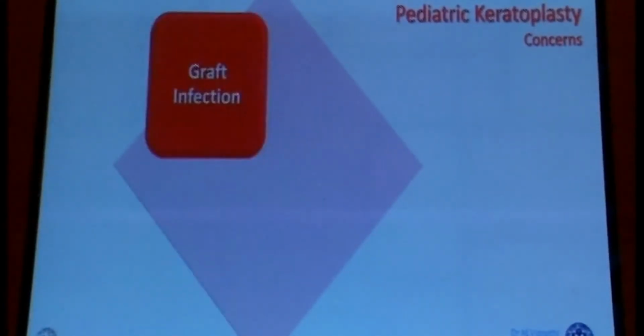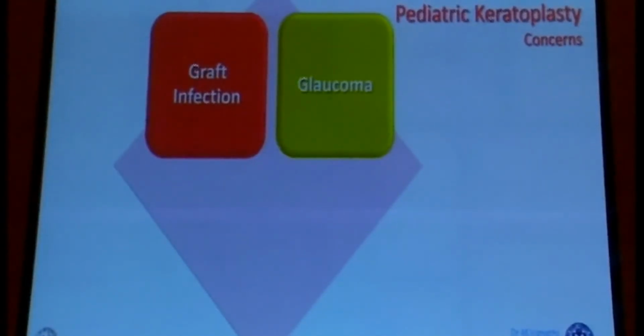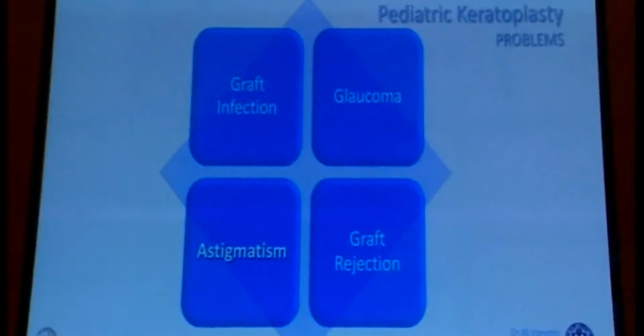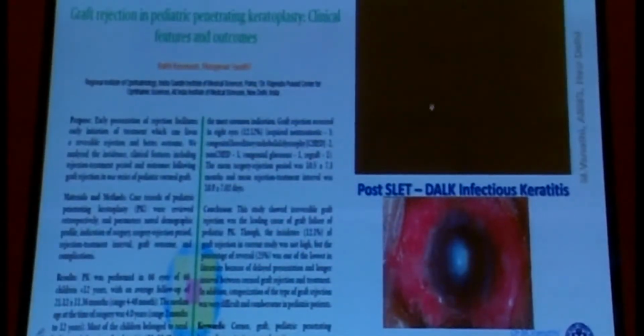But remember, when you're a beginner, it's always best to be cautious and do it once you know that your complications have been lesser in your adult patients, and you can achieve better outcomes in your pediatric patients. When you are sure about it, then you shift on to lamellar procedures in children. These are the particular concerns when you're looking at pediatric grafting: graft infection, glaucoma, astigmatism, and an integrated treatment approach. It is usually not possible to get all these together. So if you are able to manage all these, then perhaps your results would be fantastic.